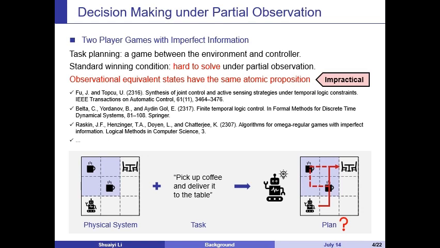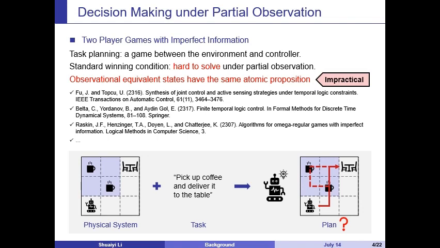Under this game-based setting, the partial observation makes the problem very complex, so an assumption is usually made that all the states with the same observation result have the same atomic propositions, which is the property that we care about. Here are some literature reviews. However, such an assumption can be impractical in reality. So in this work, we consider a more general case without such an assumption.